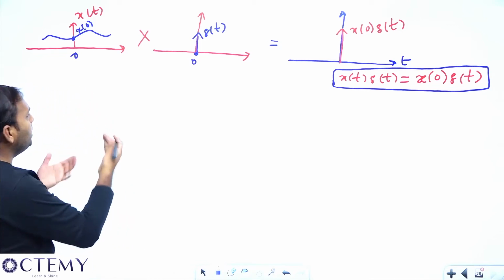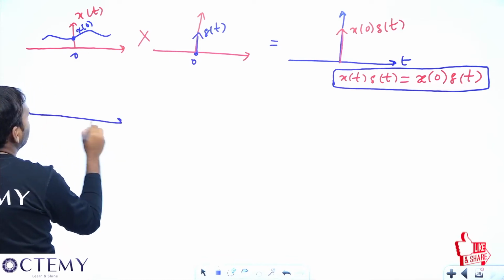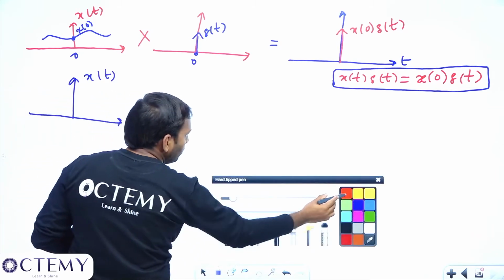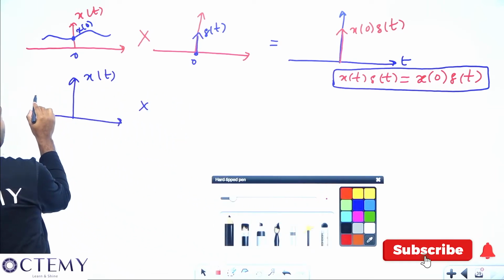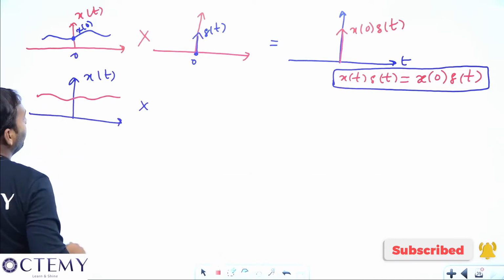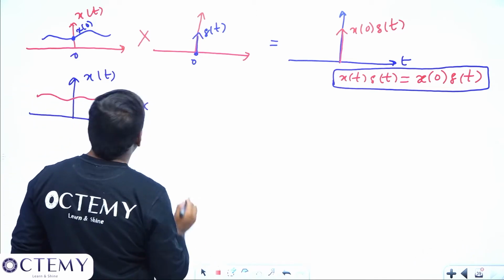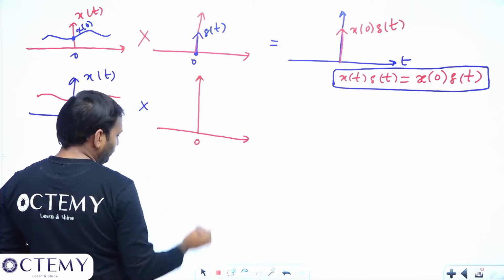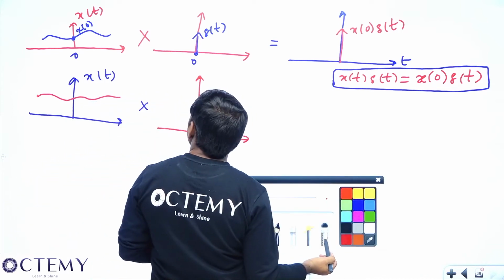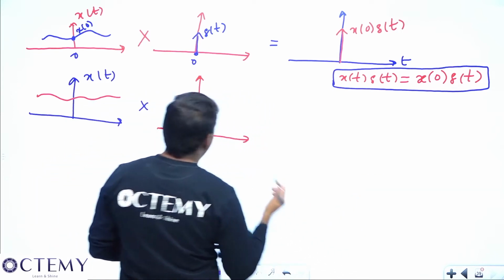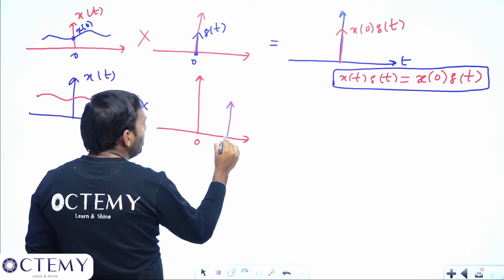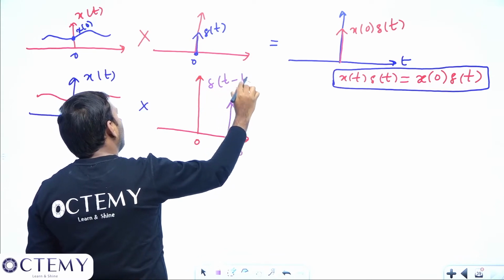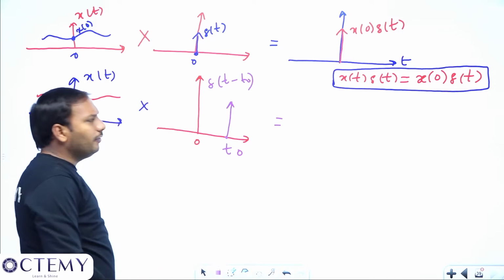However, I can extend this. I will consider the same x of t, see here clearly, the same x of t I have taken. I will try to multiply it with an impulse at t naught. So this is actually del of t minus t naught, and I try to multiply. I try to observe what will happen.